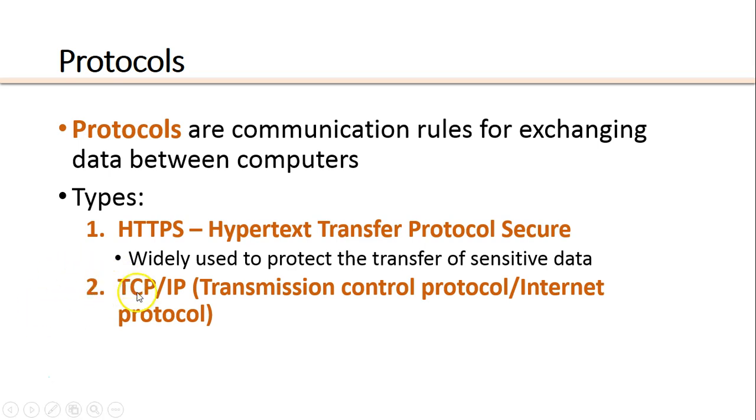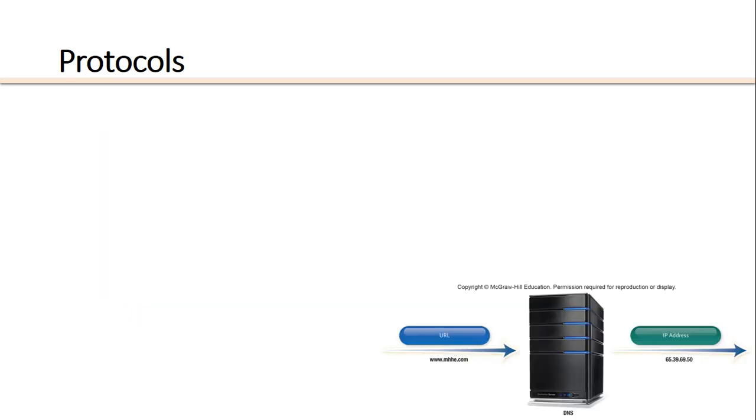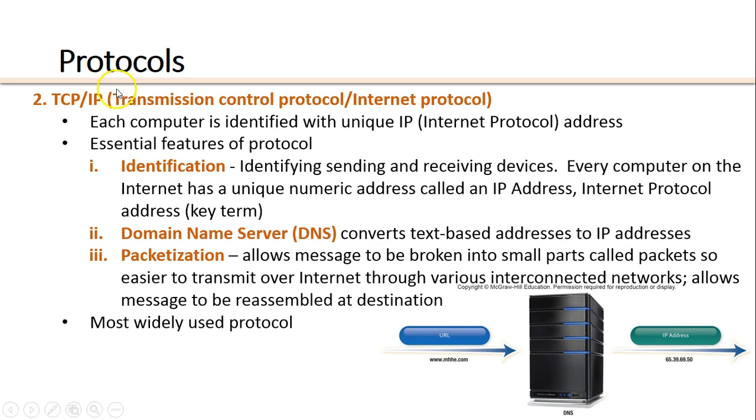The second one is TCP/IP, which stands for Transmission Control Protocol or Internet Protocol. So what is TCP/IP? Each computer is identified with a unique IP, which is Internet Protocol address. The essential features of protocol include, the first one, identification. It identifies sending and receiving devices. Every computer on the internet has a unique numeric address called an IP address, Internet Protocol address.